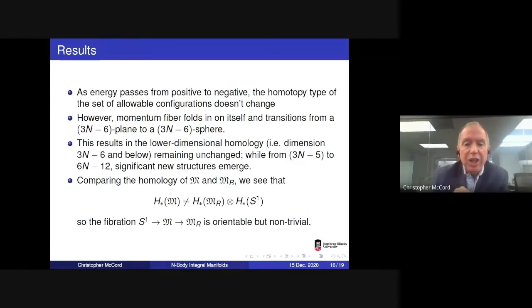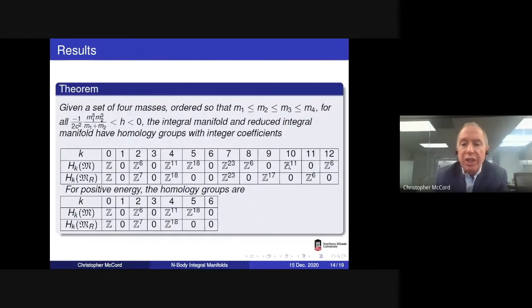And one last observation: the full integral manifold can be thought of as a circle bundle over the reduced manifold. If it were a trivial bundle, if it essentially just had the homology of the reduced manifold cross S1, you'd see a product structure for the homology groups. If you go back and look at the homology groups, you don't see that product structure.